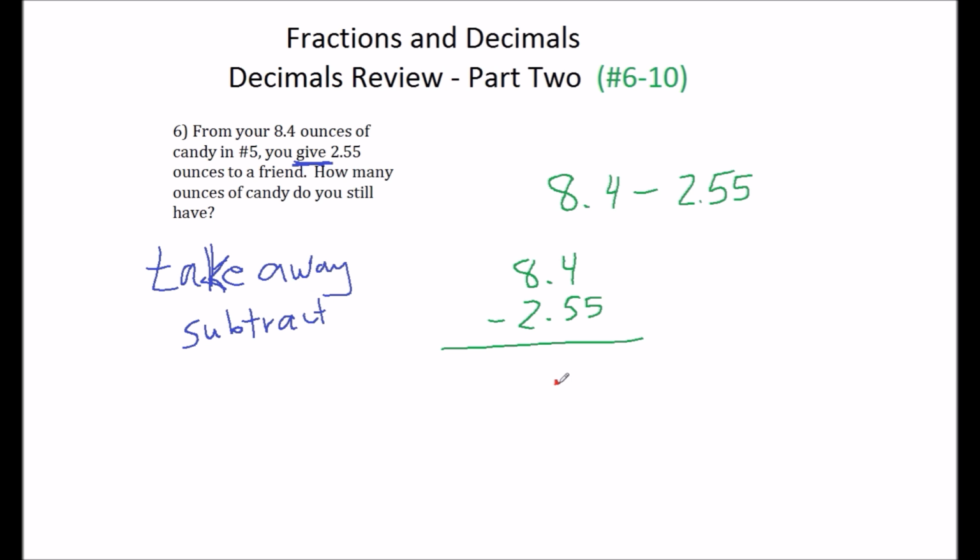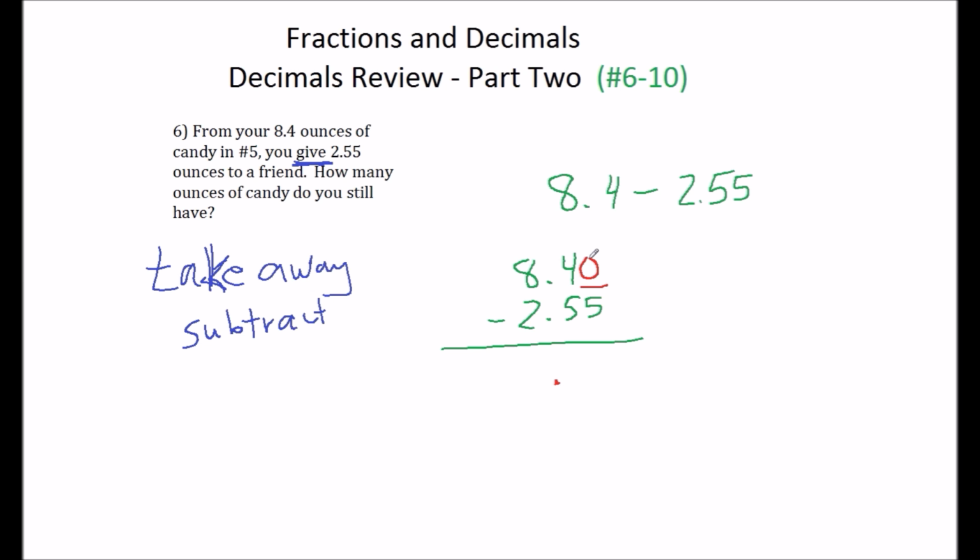And remember that here in the hundredths place for the 8.4, there's nothing written. So if we need, we can write a 0. And in this case, we do need to put that 0. Because we're subtracting the top number, take away the bottom number.